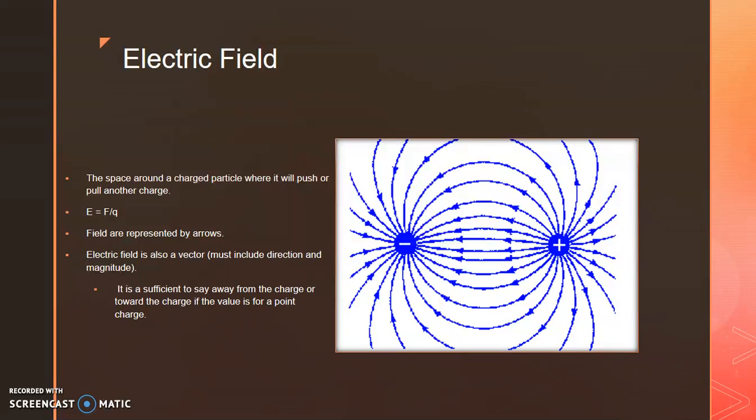However, it is sufficient to say either away from the charge or toward the charge if the value is for a point charge. That would be considered a direction.